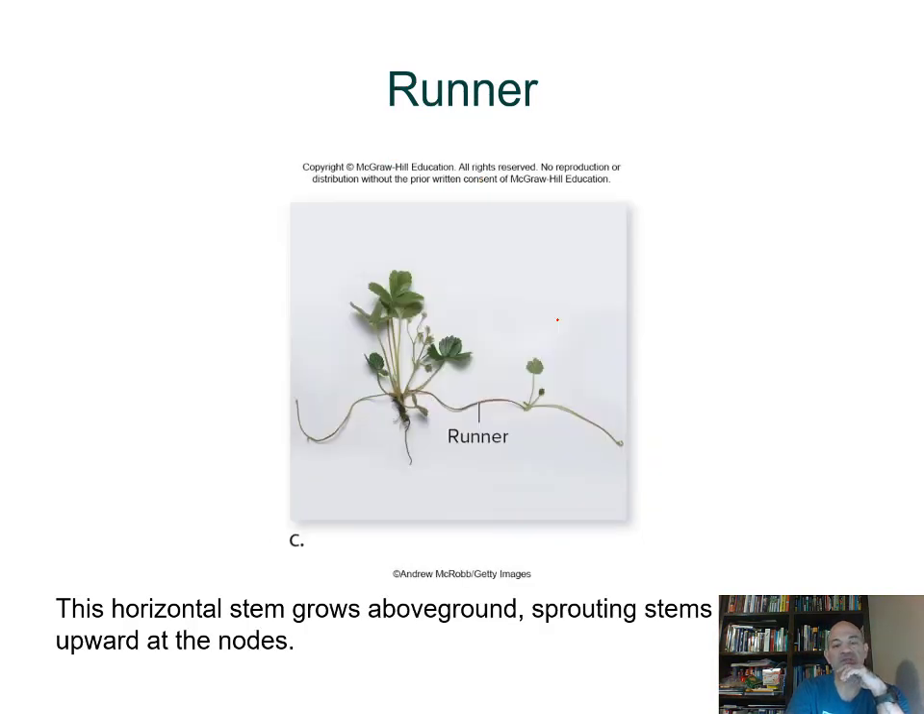And then runners and stolons are used interchangeably. These are going to run along the surface. So here you have a plant, and there's the roots here. And then above ground, you're going to have a stem, and then some leaves grow from a node there, and then another node elsewhere. And if some roots grow down from under here, then those would be called adventitious roots because they're growing from a stem. So again, runner. They're also called stolon.